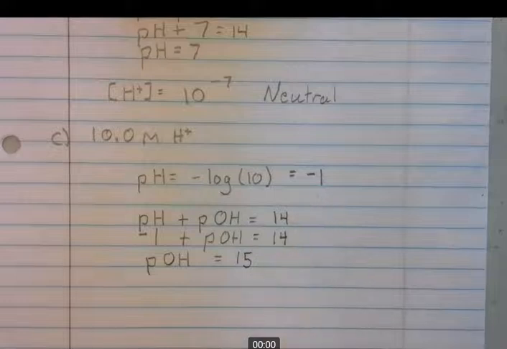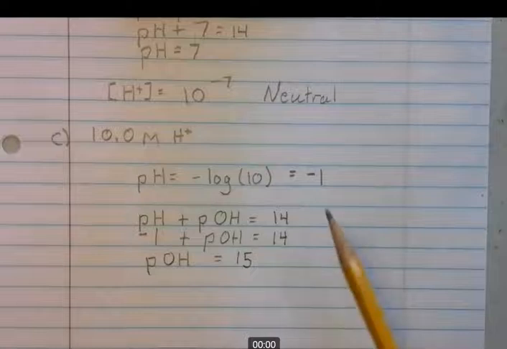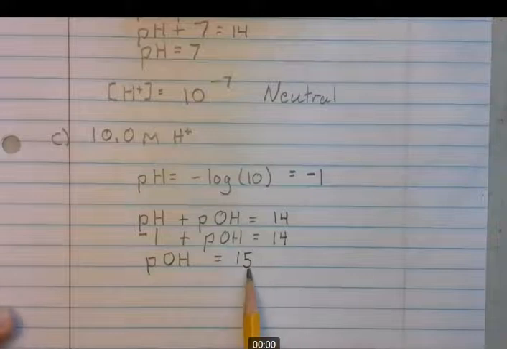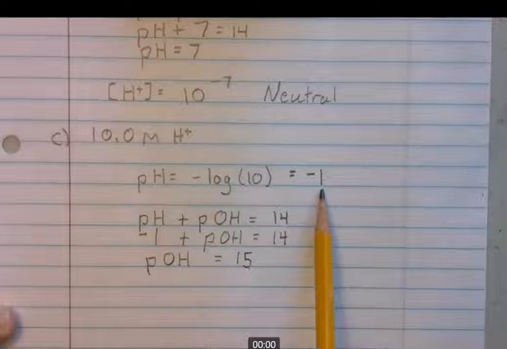Doesn't that violate some kind of rule to have a pH of negative 1? Well, it's basically the way the numbers work out. And so this is actually the correct answer. You have a pOH of 15. So you have a pH less than what we would normally say our minimum is of 0, and a pOH greater than the maximum of 14.